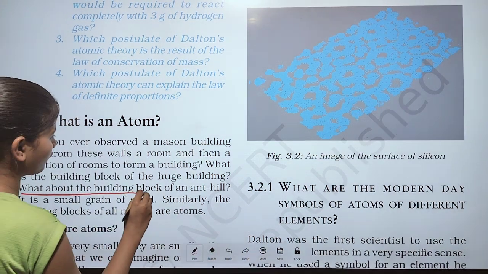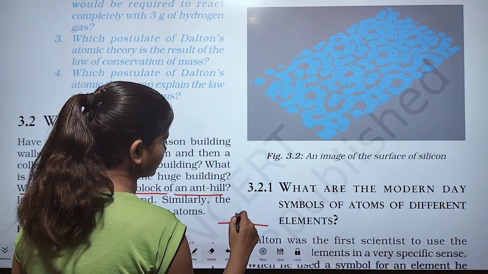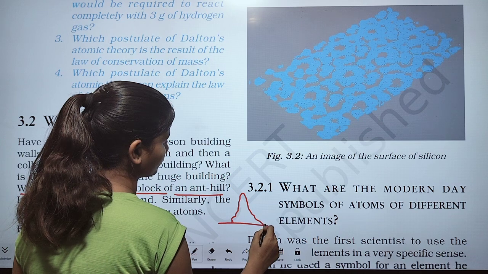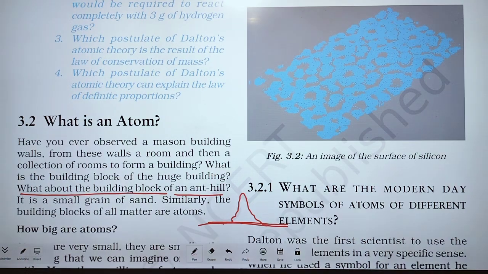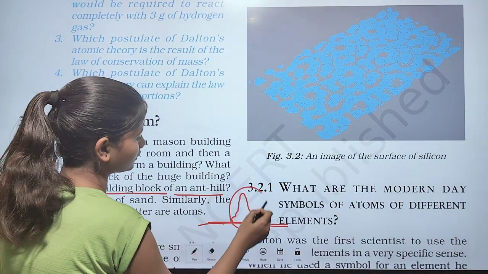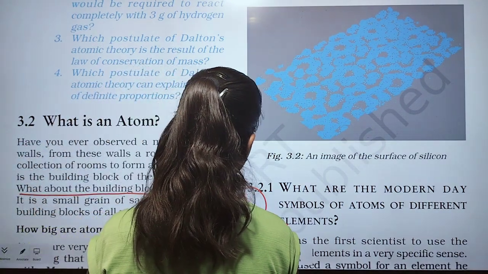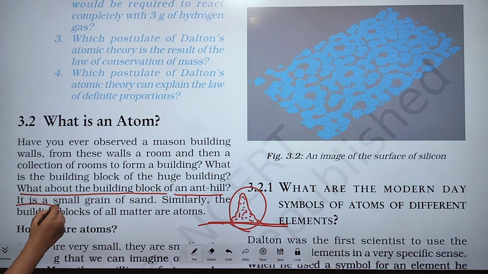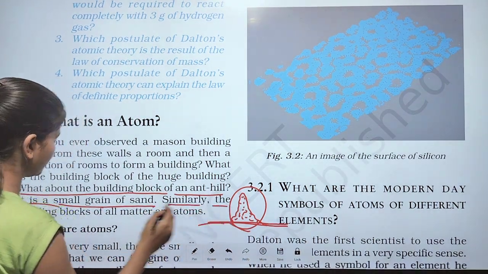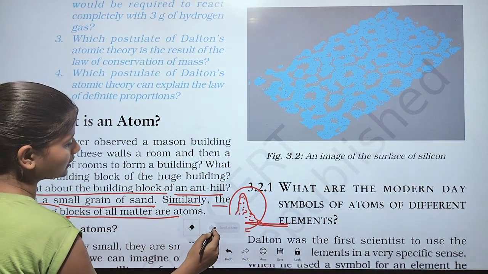What about the building block of an anthill? An anthill is where the ant makes its home to live. This one is the surface. It is known as an anthill. It is made up of very small grains of sand. Similarly, the building block of all matter is the atom.